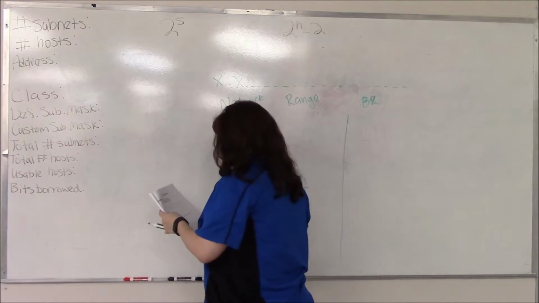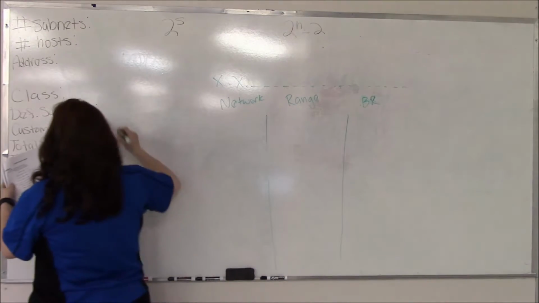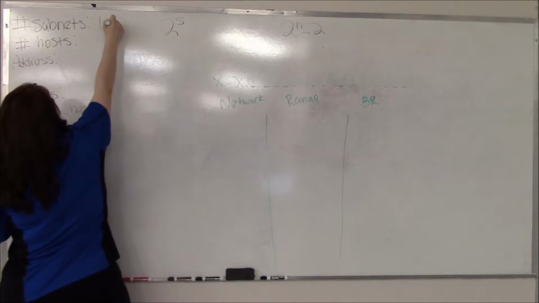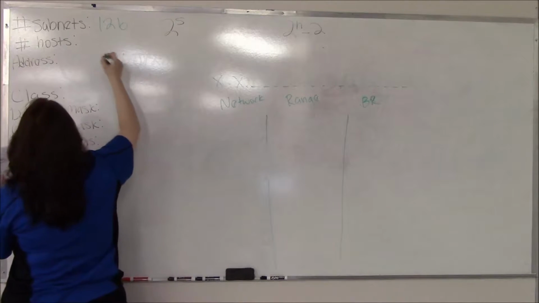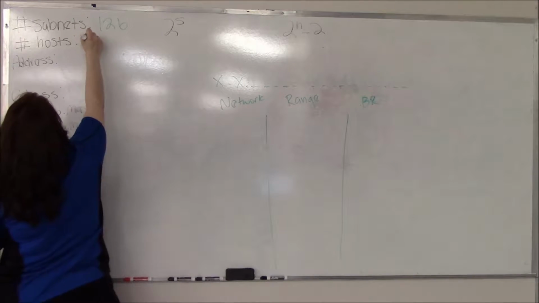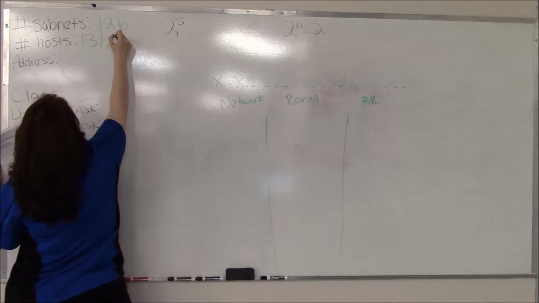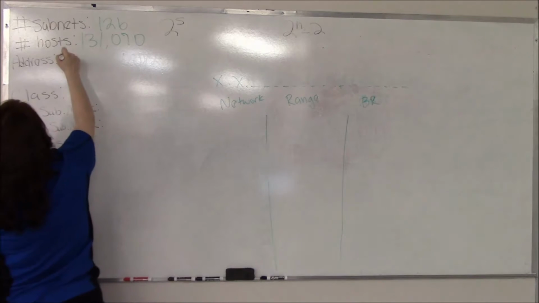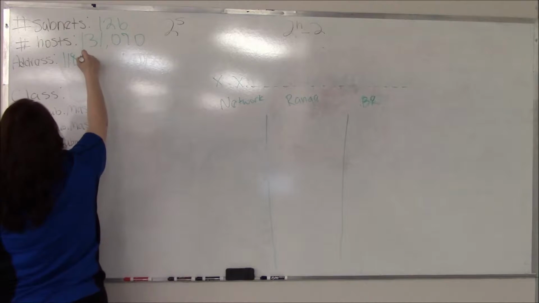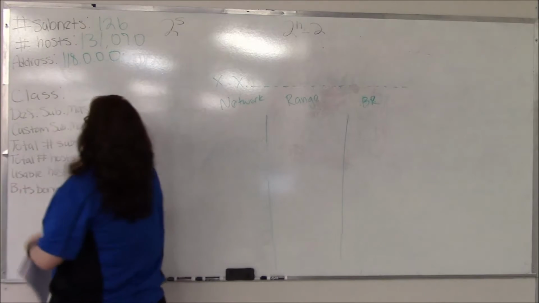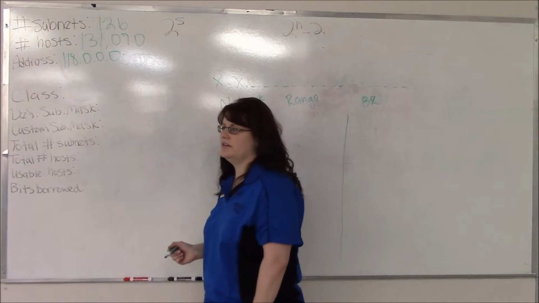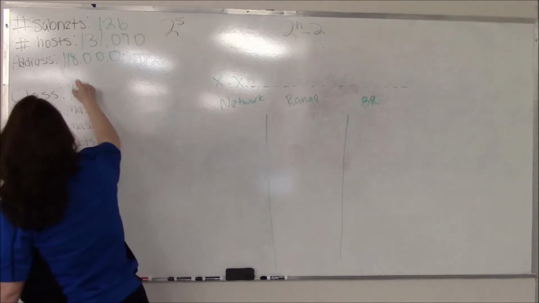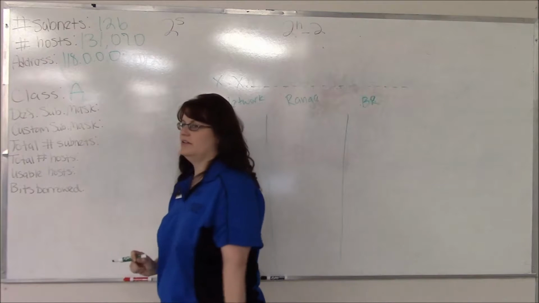So problem 6 says we need 126 subnets, 131,070 hosts, mercy, with an address of 118.0.0.0. First things first, what class is that? Okay. It's an A. Our default subnet mask for a class A.